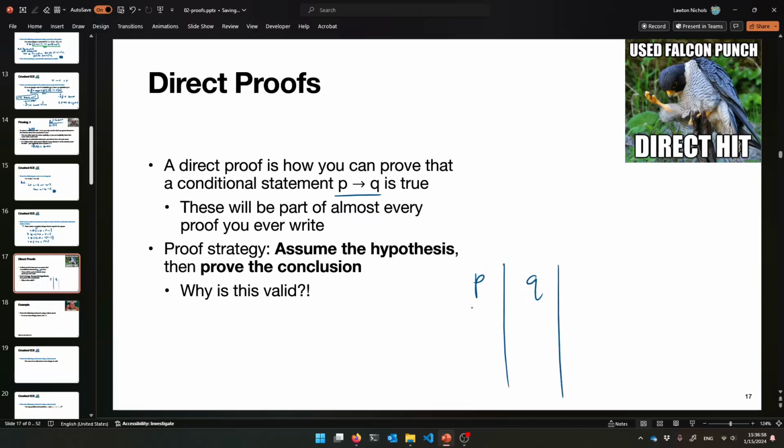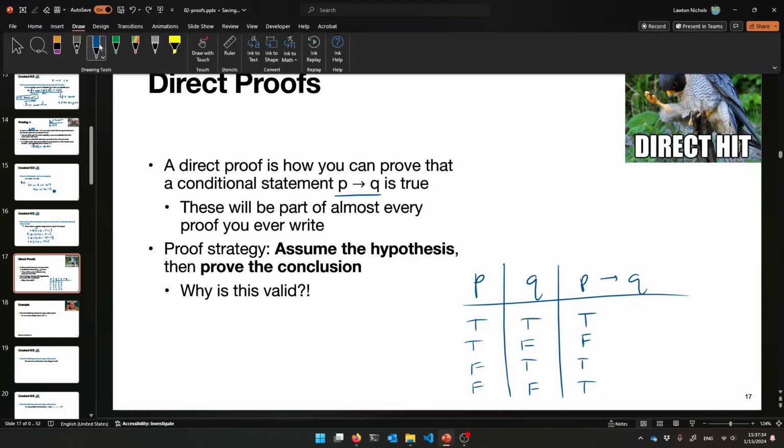So let me show you the truth table for P implies Q. These are the variables: true true, true false, false true, false false. These are all the different combinations of those variables, and then the truth table looks like: true, false, true, true. So what you're doing in a direct proof is showing that your implication is true, that you're in one of these three cases. Does that make sense?